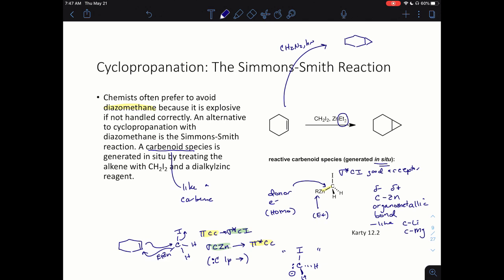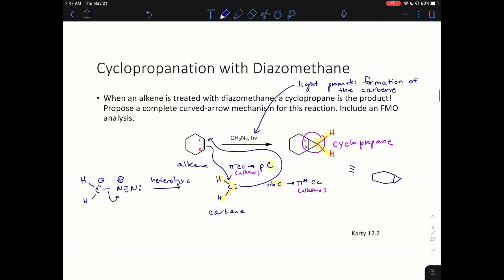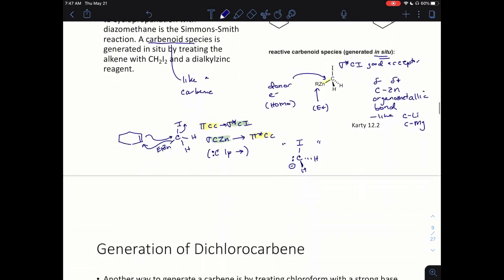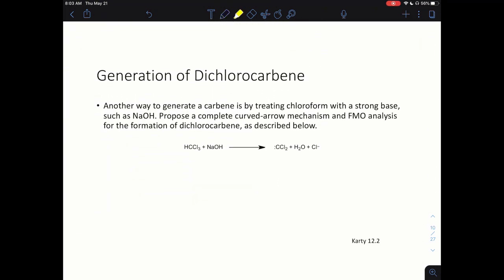We've examined the Simmons-Smith reaction for generating a carbene-like species. We have examined diazomethane for generating a carbene. Now we'll take a look at a third way of generating a carbene, and that is from chloroform. Upon treating chloroform with a strong base, such as sodium hydroxide, a carbene, specifically dichlorocarbene, is observed. So here's dichlorocarbene. How do you think it's generated? Yep, we're going to deprotonate chloroform. So there's a proton transfer step.